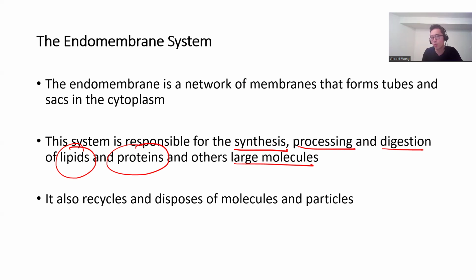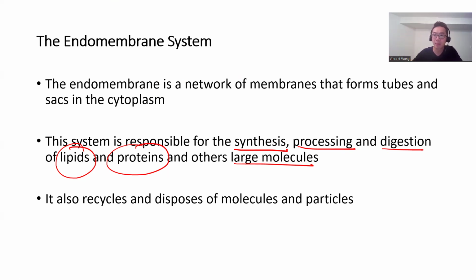Some things we can reuse, right? After you break down a protein, we have all these amino acids. Hey, let's not waste them. Let's use them to build other proteins that we need. In other cases, we don't have any more use of some things and maybe it's harmful to keep them in the cell, then we try to dispose of it. That's what the endomembrane system does.